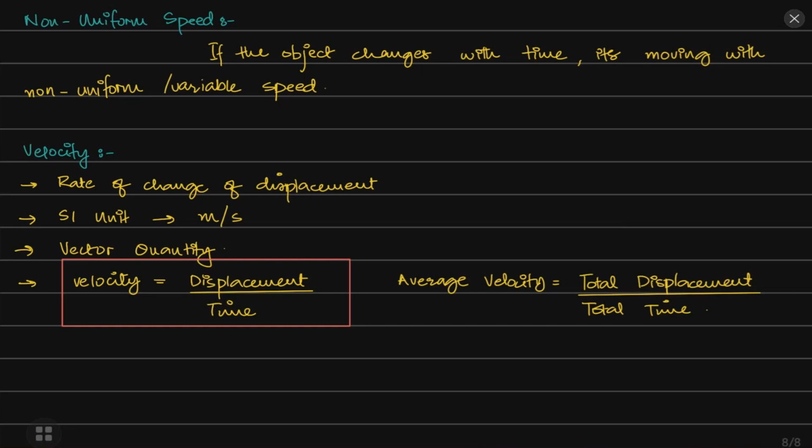Because just like we have speed as the rate of change of distance, we have velocity as the rate of change of displacement. Acceleration is the rate of change of velocity. It is a change of velocity with respect to time. So there's a similar pattern that's being followed if you notice, right?